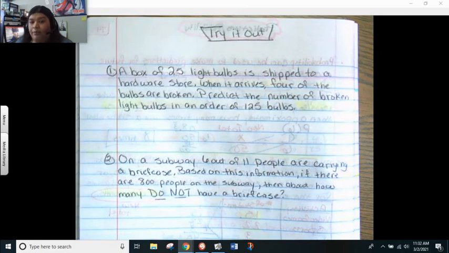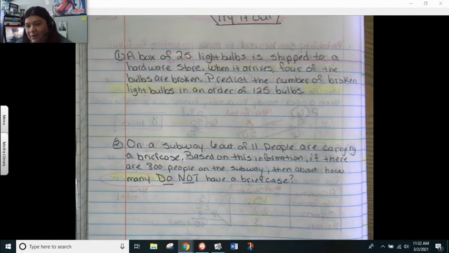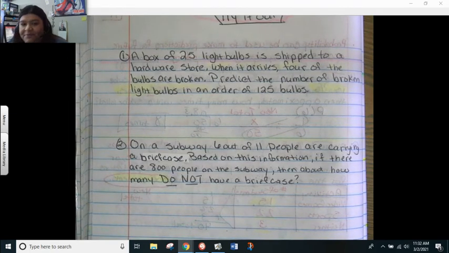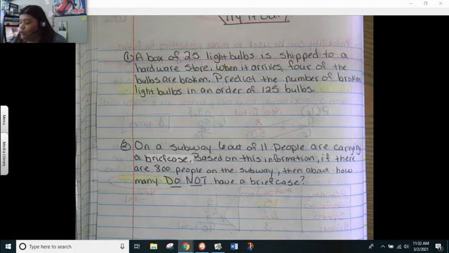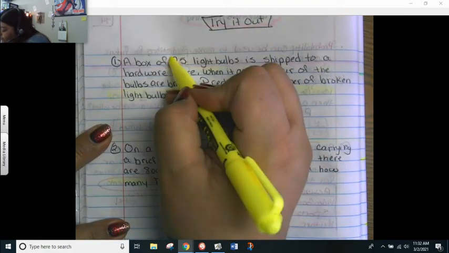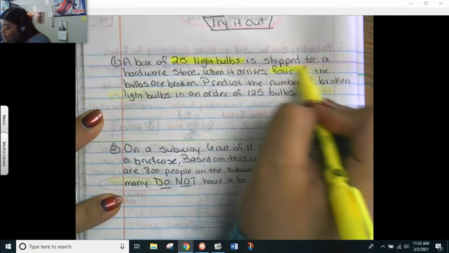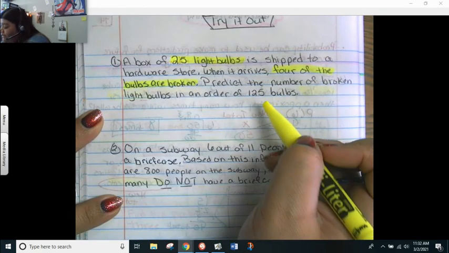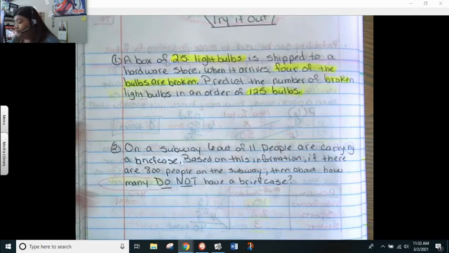Okay, let's see. I'm going to give you two scenarios to try out. So press pause to try them out, and then press play when you're ready. All right. Number one, a box of 25 light bulbs is shipped to a hardware store. When it arrives, 4 of the bulbs are broken. Predict the number of broken light bulbs of an order of 125.